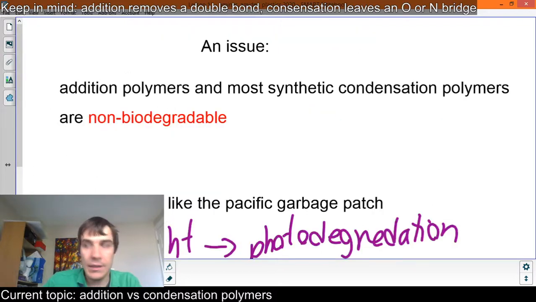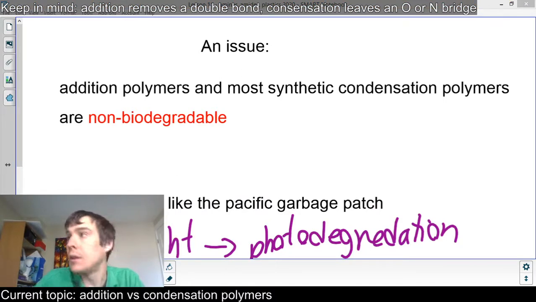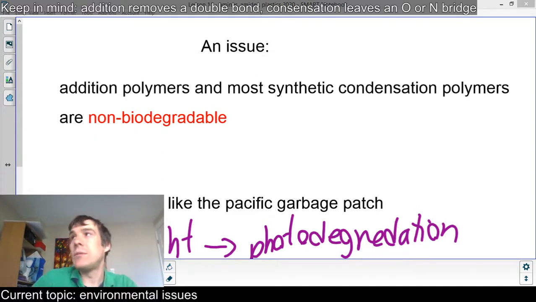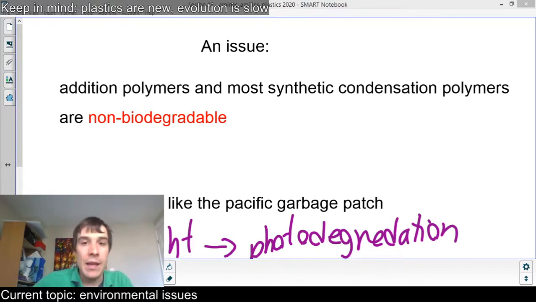Last piece here is an environmental issue. Environmental issues. And the environmental issue really boils down to one thing and one thing only. It says plastics are new. Evolution is slow. Plastics are new and evolution is slow. We have this brand new thing that appeared on the planet starting about 75 years ago. And it takes a while for things to figure out how to eat things.